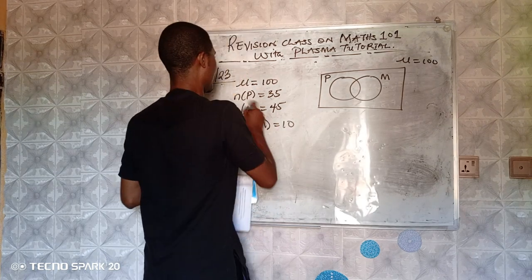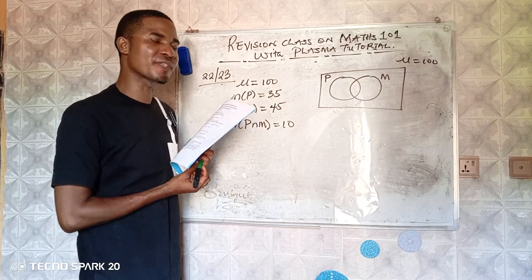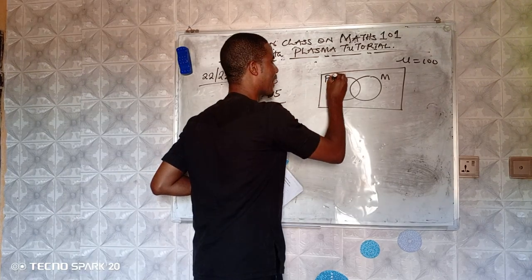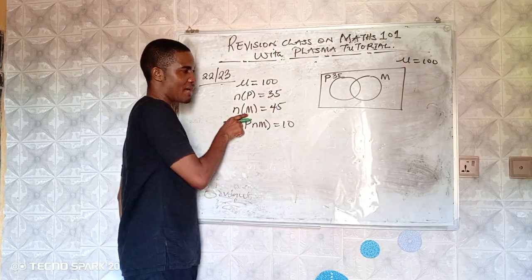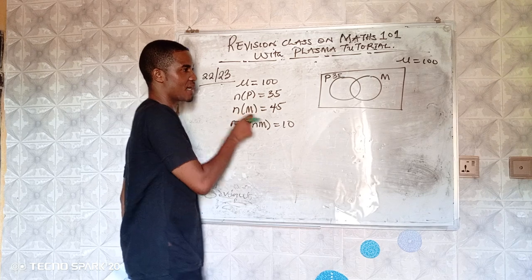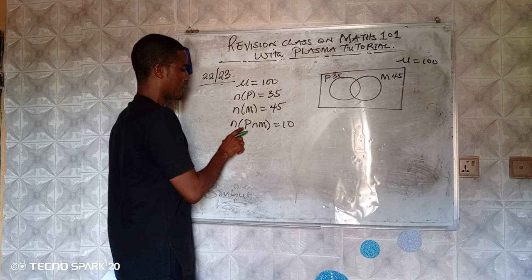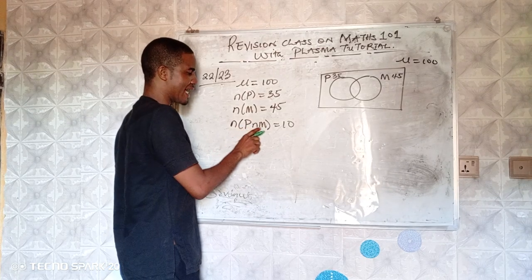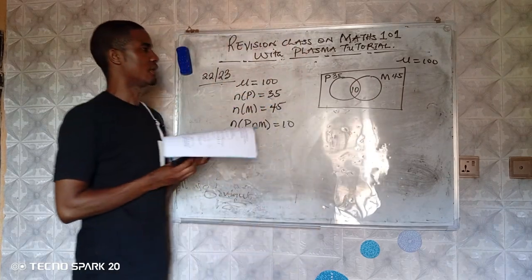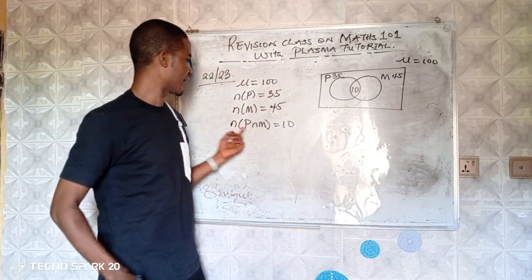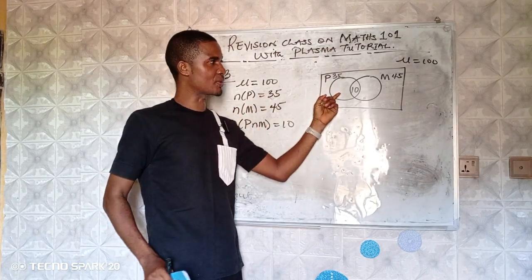Now, that 35 do physics does not mean that only 35 do physics. So I will come up here and write 35. 45 do math. Does not mean that only 45 do math. So I'll come here and write 45. Now, the number of people that did physics and math is 10. So that is what I will write here. I'll represent my intersection here. But remember, the cardinality of each of them is not put inside the box.